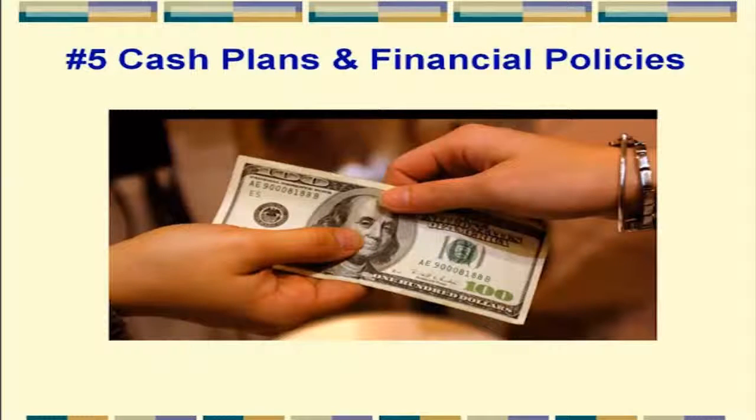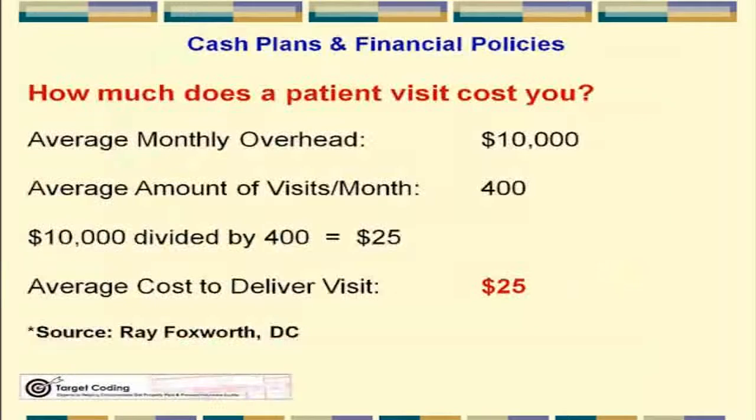All right, we're up to step 5, which are cash plans and financial policies. So let me ask you a question. You ever think about how much it costs you to give a patient a treatment? Let's say your overhead is $10,000. That's everything, your rent, staff, all your leases on equipment, everything that it costs you to run your business costs $10,000. And you see 100 visits a week, which is 400 per month. 10,000 divided by 400 visits means it costs you $25 for each visit.